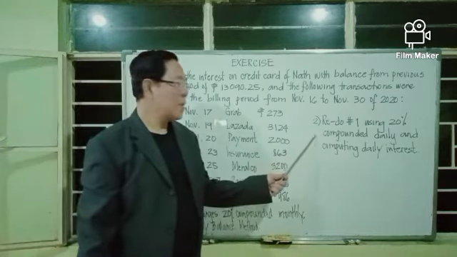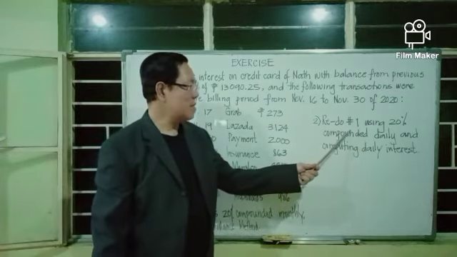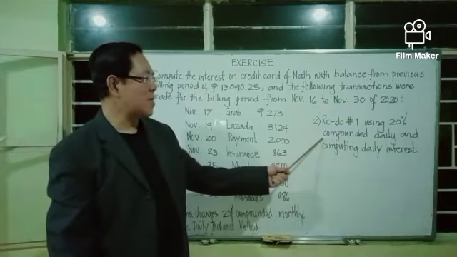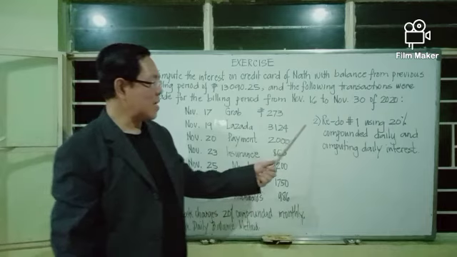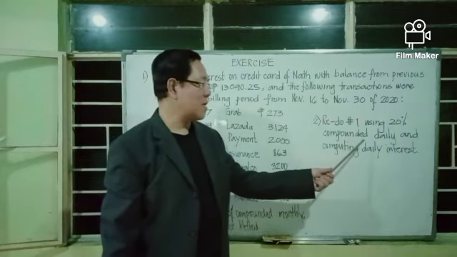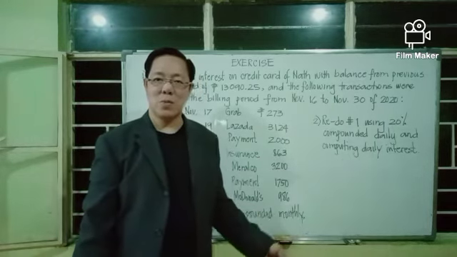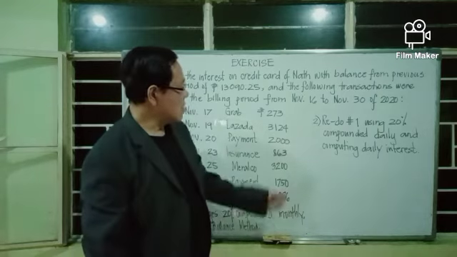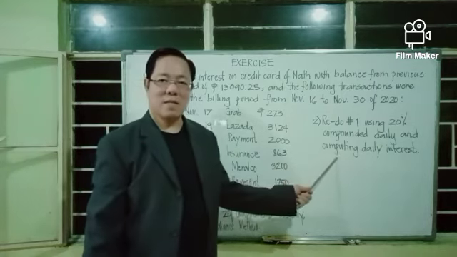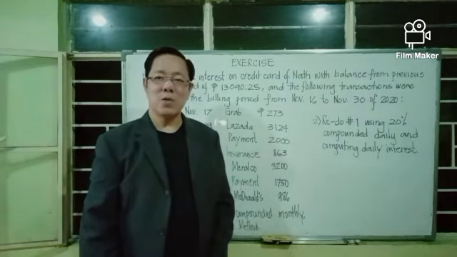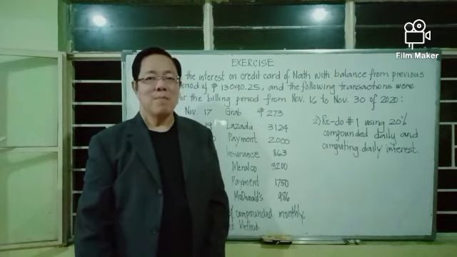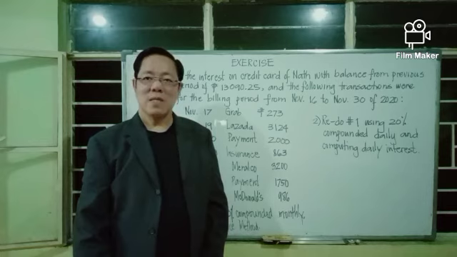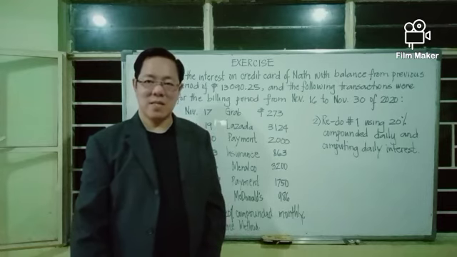And number 2, redo number 1 using 20% compounded daily. The same information is given except that the interest rate now is compounded daily, similar to our example 2. And computing daily interest. In number 2, you will use another way for computing interest on credit card by using the interest computation on a daily basis.